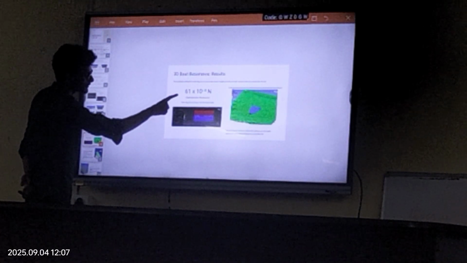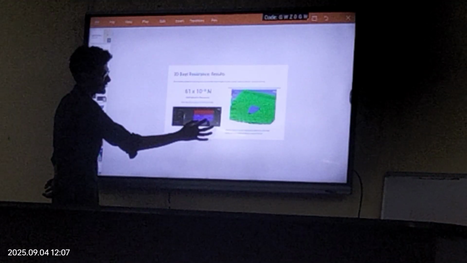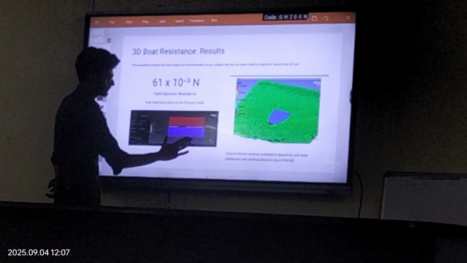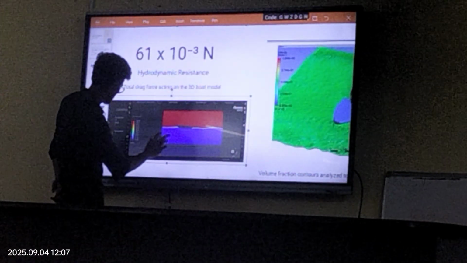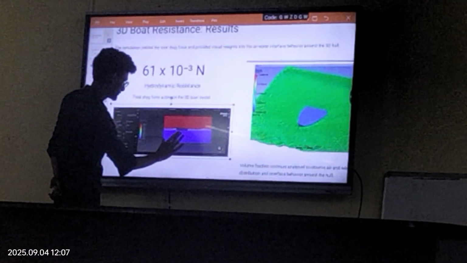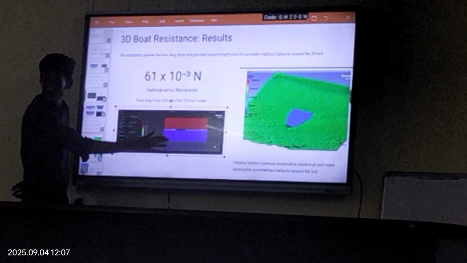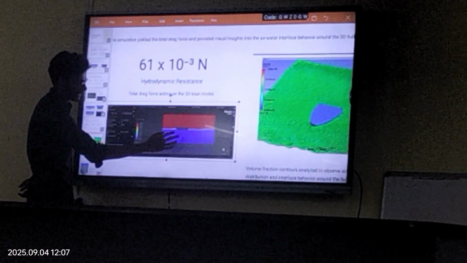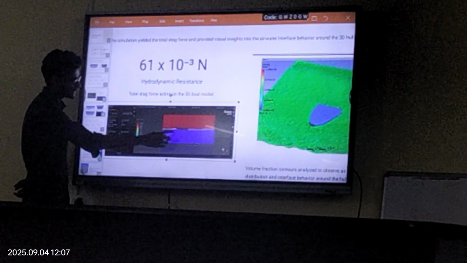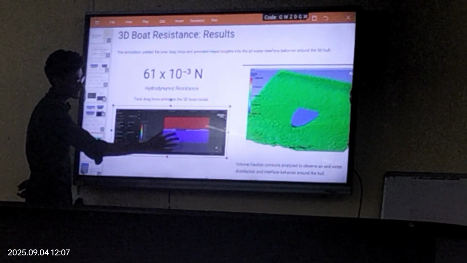This was the resistance of the 3D board, and this was the cone. The bottom part shows the water, and the top part shows the air. I have taken the Airy Stokes wave theory for creating these waves.